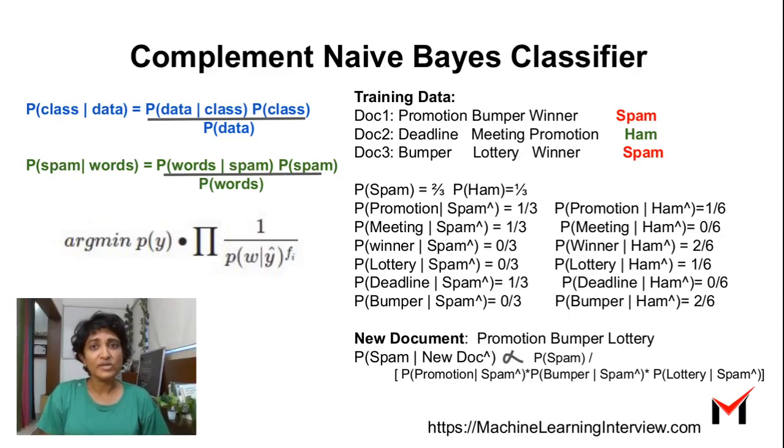One challenge with the complement naive Bayes classifier is that let's take a word like winner that's occurring only in spam documents, and that indicates that it's strongly a spam word, but it's not occurring in any non-spam documents. So its count is 0 when you take spam complement here, right? Because it's not occurring in ham documents at all.